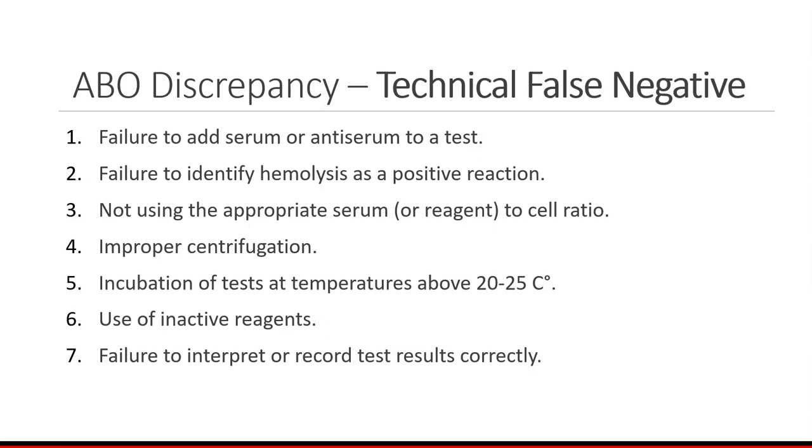Improper centrifugation. If it says spin for 30 seconds at 1500 RPMs, then that's what you do. Let's say that you spun it for 10 seconds. Then you're going to get a false negative because you have not allowed time for those antigens and antibodies to come in close proximity to make those lattices.